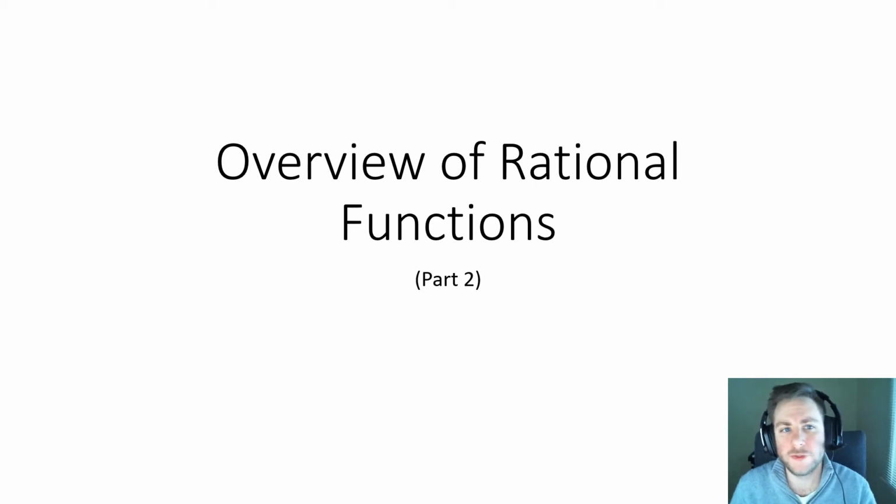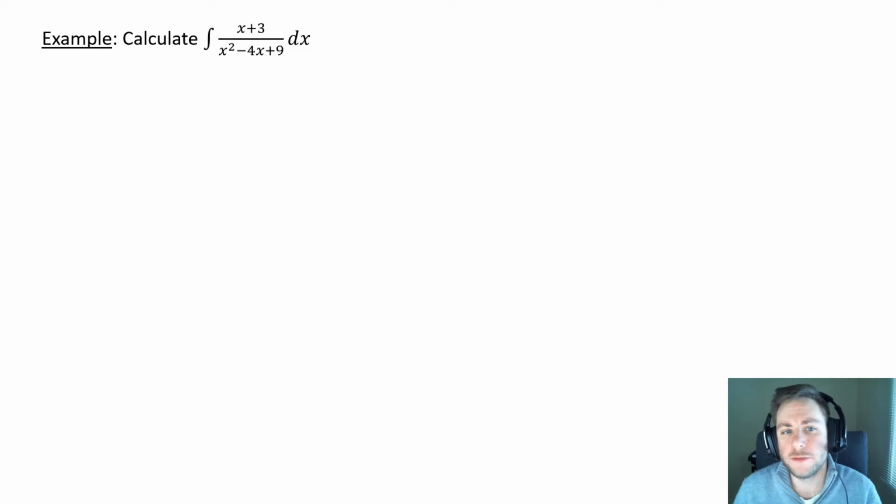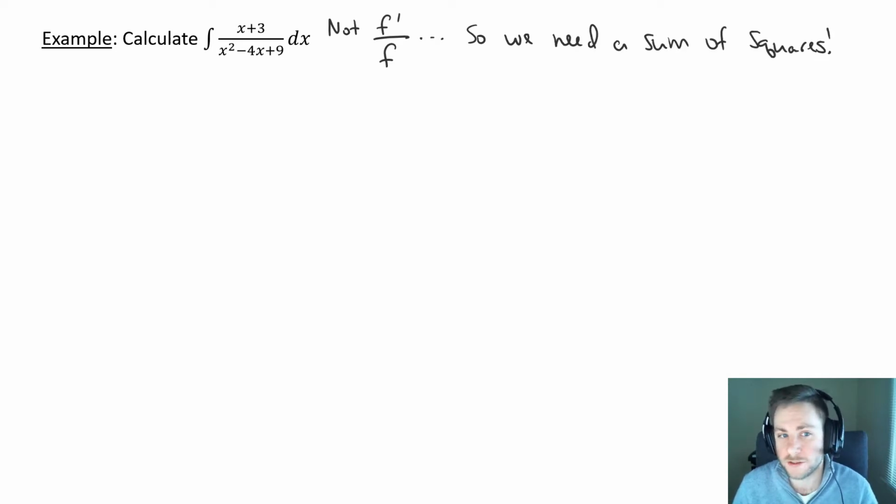Hi everyone! In this video we'll do more examples of antiderivatives involving the linear over irreducible quadratic partial fractions. In the previous video I suggested integrals of this form really only require two ingredients. The first ingredient was f prime over f, and the second was sums and differences of squares. You can pause and check that the question given here cannot be put into the f prime over f form, so immediately we know we need to have a sum of squares.